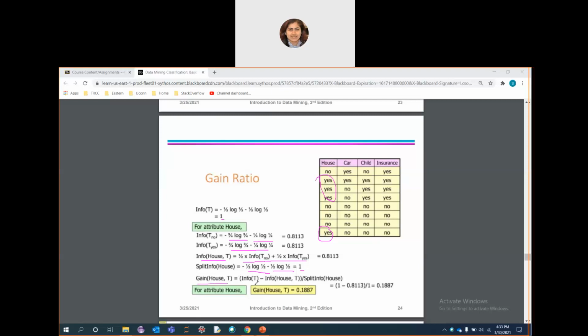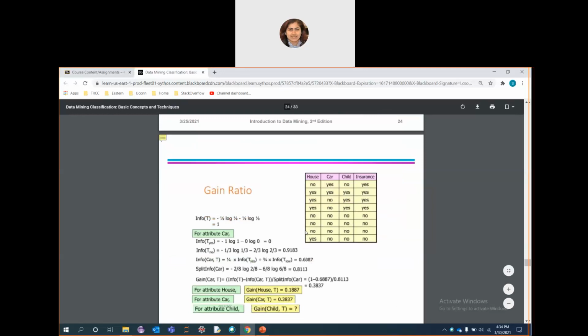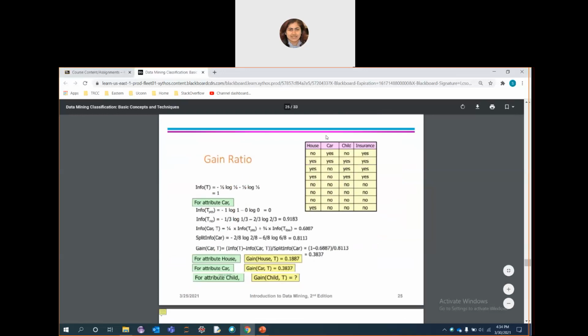Then for gain house, you basically have to take this formula. In the previous slide, you will find that formula, info of T minus info of the given attribute, that is house, then the split info of house. You get this value and this is your overall gain. It is just in C4.5, it is done a little bit in a different way. We just have to consider split info. Instead, we don't use the split info in our ID3. That is the biggest difference. Same way we have for the car.